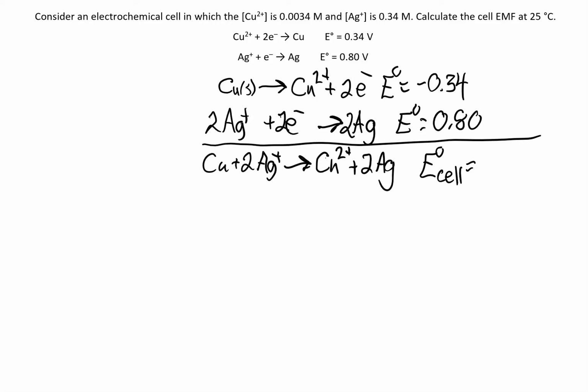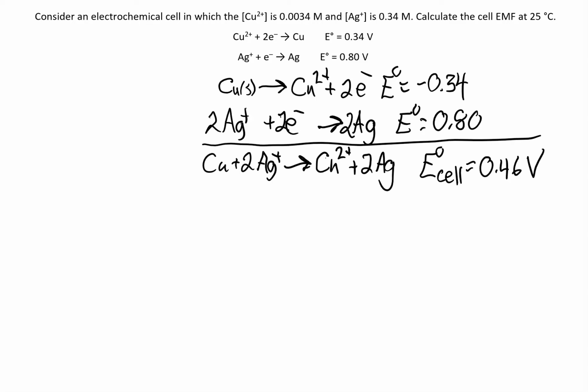This cell potential is going to be equal to 0.8 minus 0.34, giving us a cell potential of 0.46 volts. Now that's the standard cell potential, but we're not at standard conditions. So we have to use the Nernst equation. The Nernst equation allows us to calculate non-standard cell potentials.